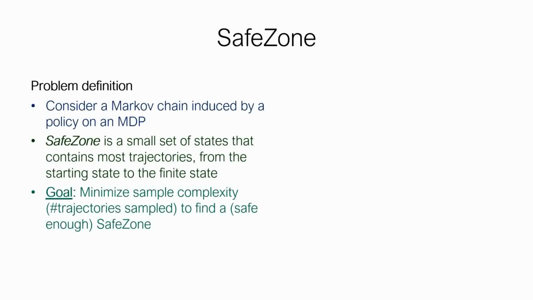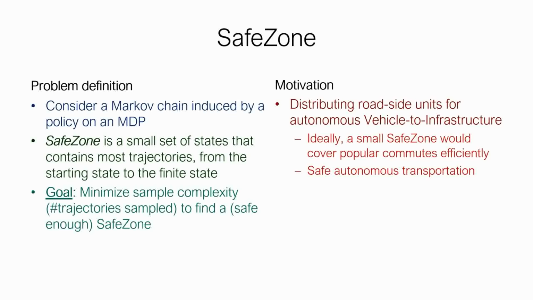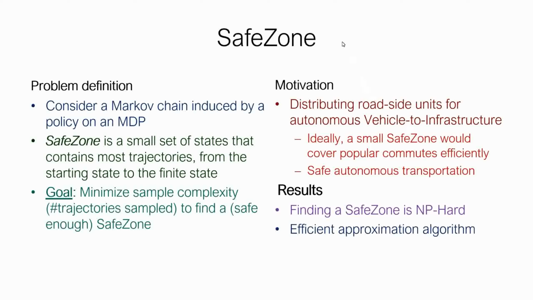One possible motivation for safe zones is the distribution of roadside units for autonomous vehicle to infrastructure communication, and ideally a small safe zone would cover popular commutes efficiently. That would give us safe autonomous transportation. So for the results, we show that finding a safe zone is in fact NP-hard, even for a small horizon of 2, and an efficient approximation algorithm is provided in the paper. If you're interested, come check out our poster.